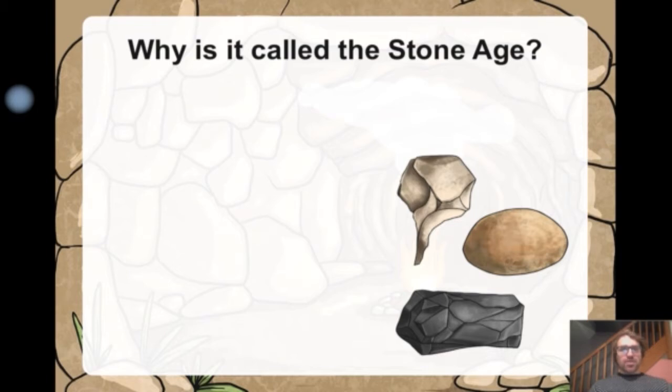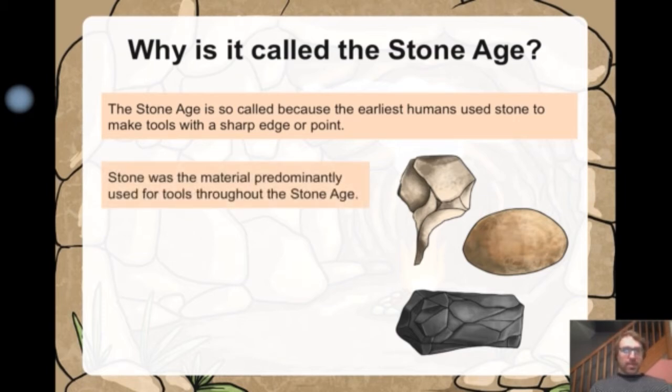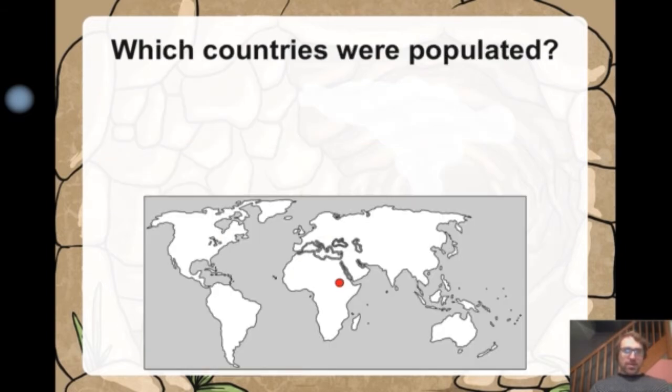So why is it called the Stone Age? The Stone Age is so called because the earliest humans used stone to make tools with a sharp edge or point. Stone was the material predominantly used for tools throughout the Stone Age. So which countries were populated? So as we said, it started in Africa, and you can see Africa on the map there. If I show you here, and then we can see Britain is here.